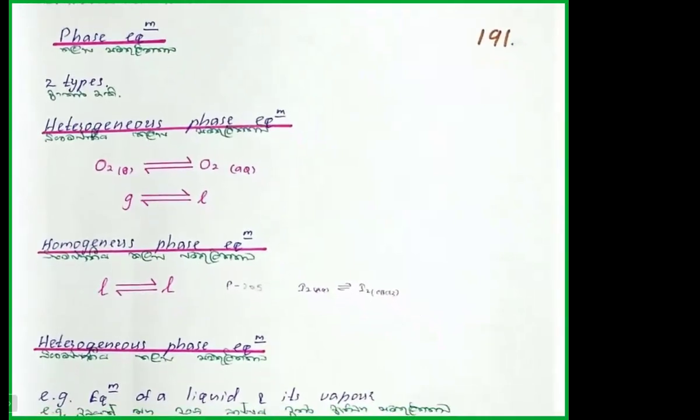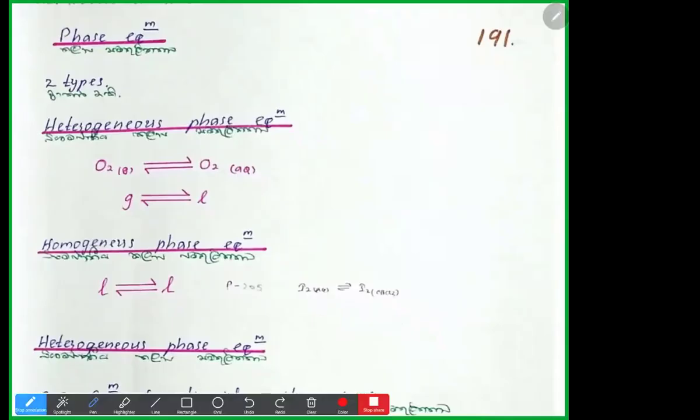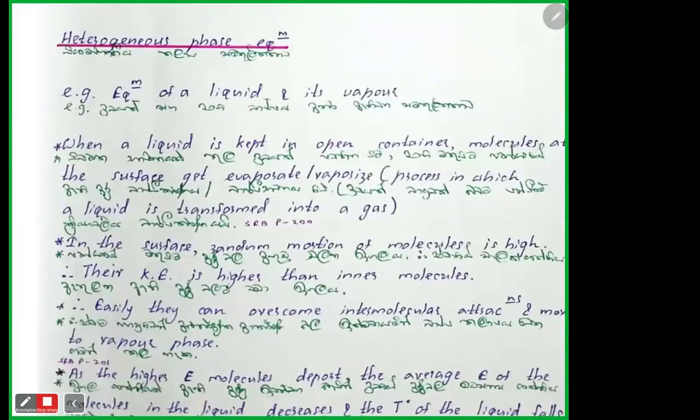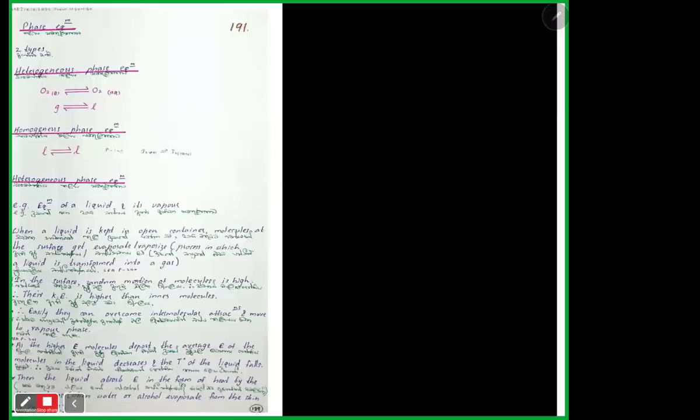Anyway, moving to the first equilibrium, there are 2 different types. Try to concentrate well. Tell me, how did you grab this? Because others have theory, you don't have theory. Heterogeneous means 2 different phases. When you are using different phases, it is heterogeneous. Homo means 1 single phase: liquid, liquid, gas, gas, aqueous, aqueous. The first part, we are going with the heterogeneous phase equilibrium.